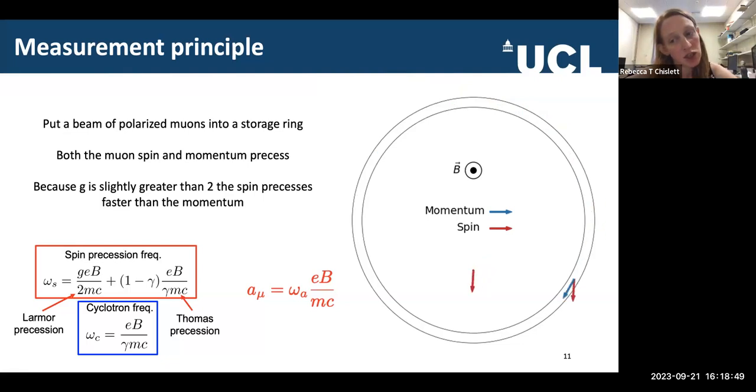But because g is slightly greater than 2, it means that the spin precesses slightly faster than the momentum. And by measuring the difference between these two frequencies, we can determine the strength of the g factor, the gyromagnetic ratio, or actually a_mu is what we measure, the anomalous magnetic moment, which is the difference from 2 essentially. And you can see that this is determined by omega_a, which is this spin precession frequency. So if we measure that and the magnetic field to very high precision, then we can extract this anomalous magnetic moment.